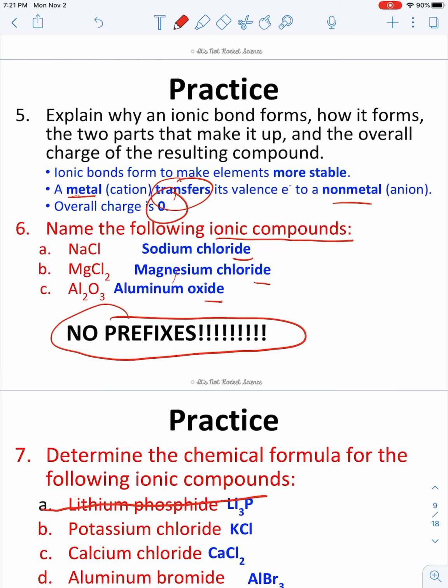And I've got those written on the chart that's on the left-hand side there. You can see all of those non-metals with IDE on the end. We do not take into account the prefixes.